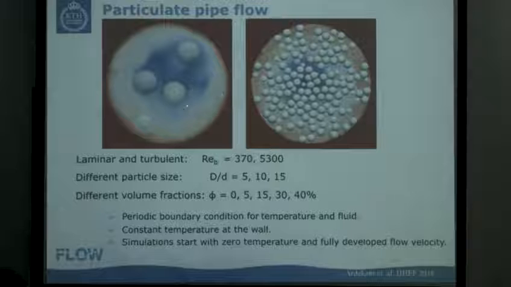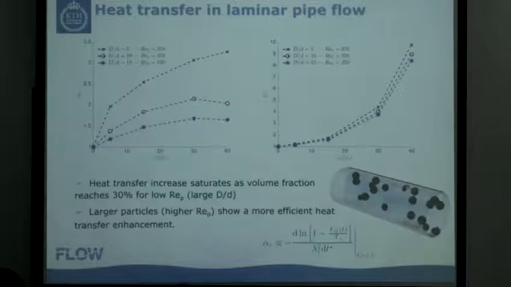And then we see here the case when the particles are 1/15 of the diameter or 1/5. So they're a little bit big, with different volume fractions. If we start to see what happens in laminar flows, here we see basically the effective heat transfer versus the volume fraction. This black is for the biggest particles, and this one is the smaller particles. We see that heat transfer increases with the volume fraction, but then we have some kind of saturation. And the larger the particle, the more efficient is the heat transfer in the laminar flow.